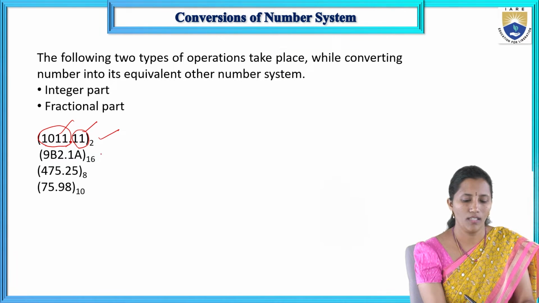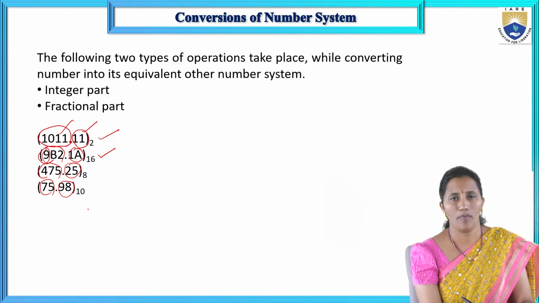In hexadecimal also, each digit is represented by 0 to F. This part is the integer part, and the right side of the hexadecimal point is the fractional part. We have different procedures to convert the integer part and the fractional part from one number system to another.